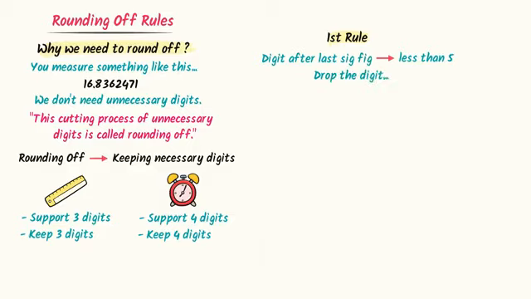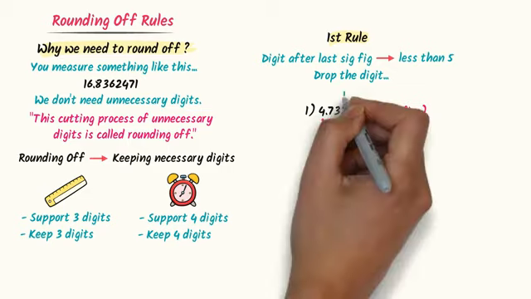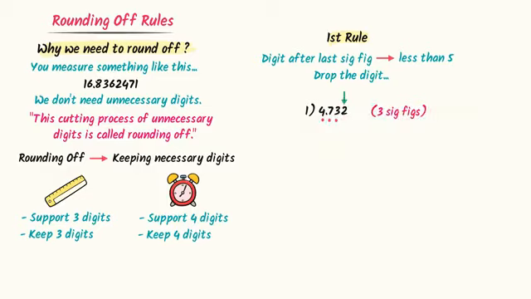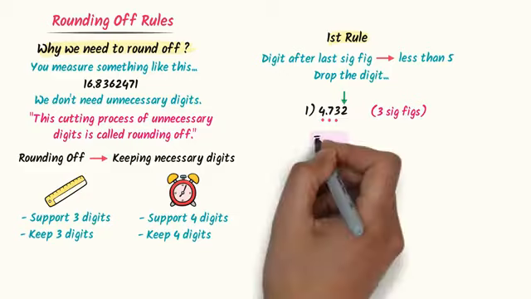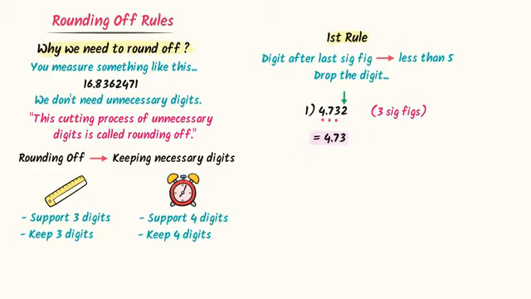For example, consider the number 4.732 and we want 3 significant figures. Our 3 significant figures are 4, 7 and 3. Here, the last significant figure is 3 and the digit after this significant figure is 2. I will cut off this 2 because it is an unnecessary digit. Since 2 is less than 5, we just drop it. So the answer becomes 4.73. Nothing changed and nothing moved.